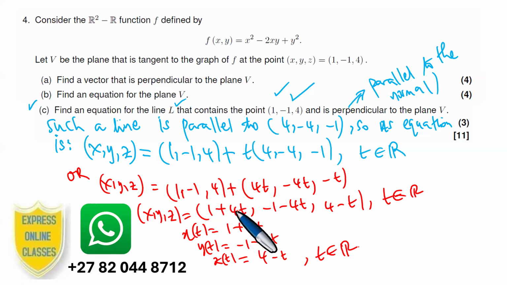XYZ is (1 plus 4t, minus 1 minus 4t, 4 minus t). X is 1 plus 4t. Y is minus 1 minus 4t. Z is 4 minus t. t is an element of R.